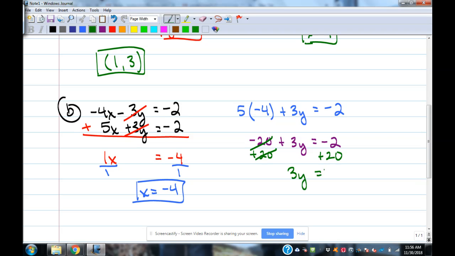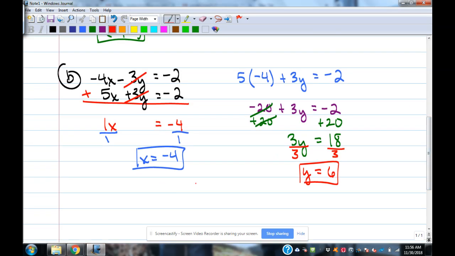Negative 2 plus 20 is 18. Positive 18. Last step. Divide by that 3. 18 divided by 3 is 6. Nice number 6 there. Final answer, remember, is the ordered pair. What's our ordered pair? Remember, X always goes in the front, Y goes in the back. Always. Okay. Not bad at all.